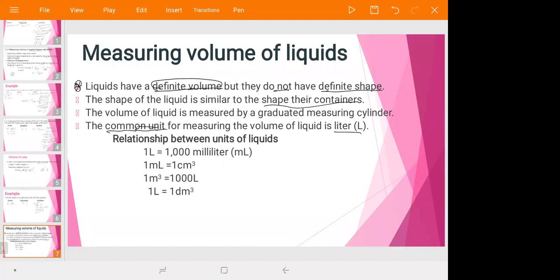For the time being, the relationship between units of liquid is, for example, 1 liter is equal to 1000 milliliter. Here is milli, liter is liter. The value of milli is a very small number, 10 to the power of -3. We will see how they are equal. Look, 1 liter is equal to 1000 milliliter. But the prefix milli is equal to 10 to the power of -3 or 1 over 1000.